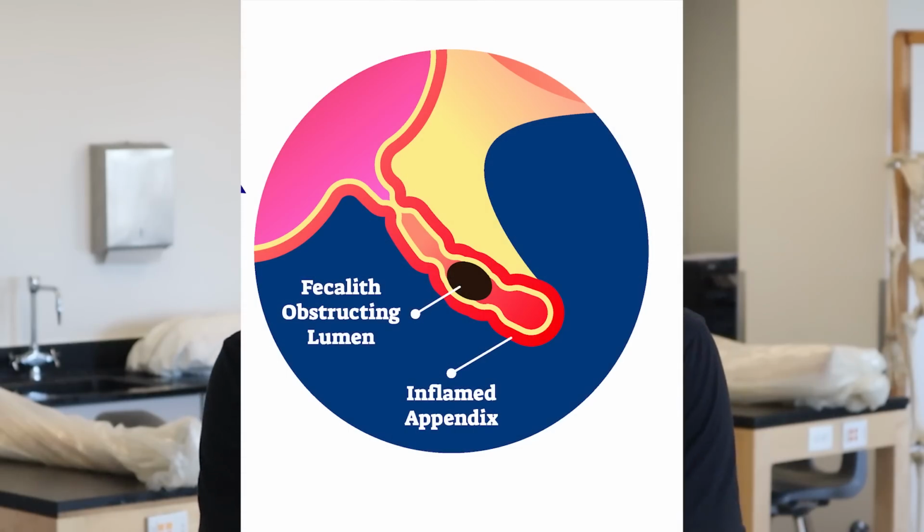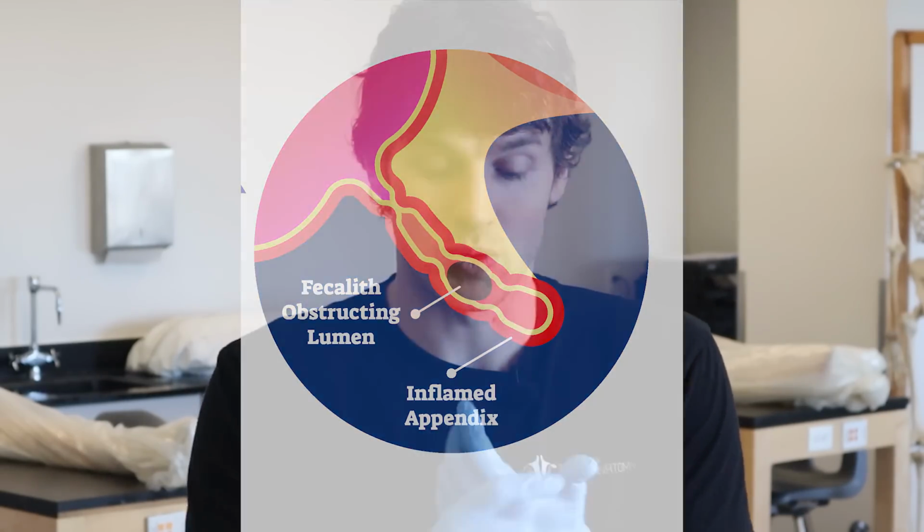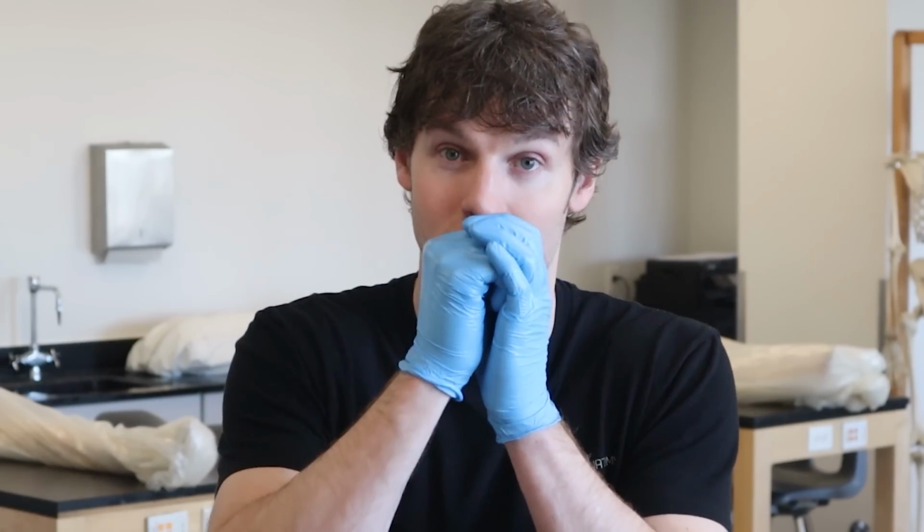It can get obstructed from fecaliths, which is essentially clogged with poop. And we also can get it obstructed with undigested or foreign material. Sometimes it gets inflamed from the lymphatics surrounding it and an infective process where the lumen gets constricted because the wall literally gets inflamed. And sometimes it can even be caused by tumors.